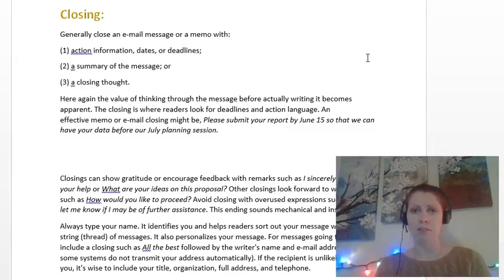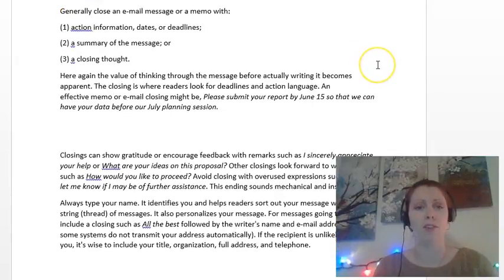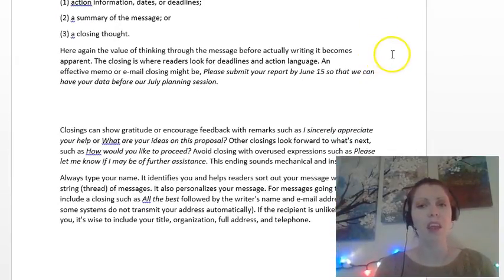Might be a little long. We could potentially just get away with please submit your report by June 15th, but either way, that would be the last sentence of your email or memo, so people know what they have to do. In more complex messages, a summary of main points may be an appropriate way to close. So if you have something that's long, more like an essay than just a short memo or email, it might be okay to summarize at the end.